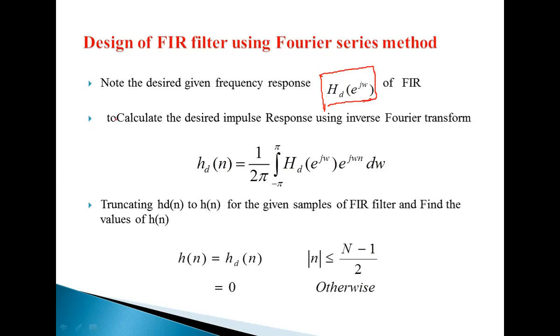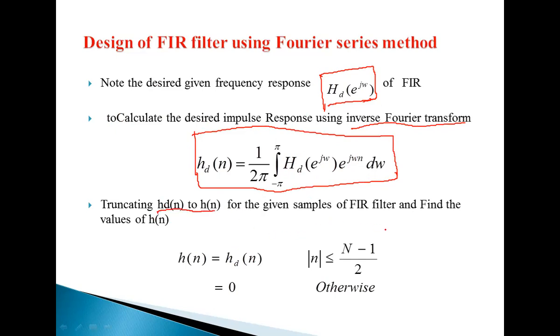Next, we need to calculate the desired impulse response using the inverse Fourier transform. Here we are using the formula of the inverse Fourier transform to calculate the desired impulse response. That is hd of n equals 1 by 2 pi integral from minus pi to pi of hd of e power j omega d omega. This is the inverse Fourier transform formula we are having.